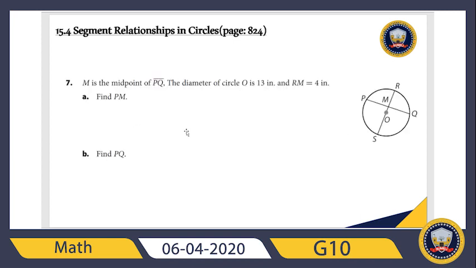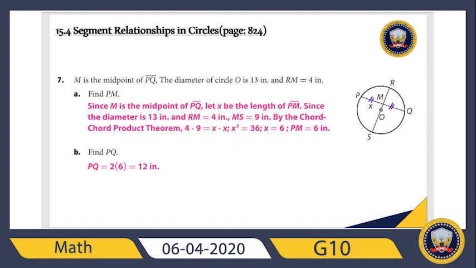let's move to this question. Now I have M, that is the midpoint of PQ. So PM equals MQ. Okay, the diameter of the circle is 13 inches. RS is 13 inches, and RM is 4 inches. I want to find PM and PQ. Pause the video, try to solve this problem. After you finish, play the video.